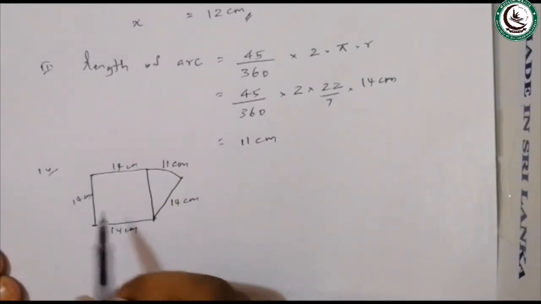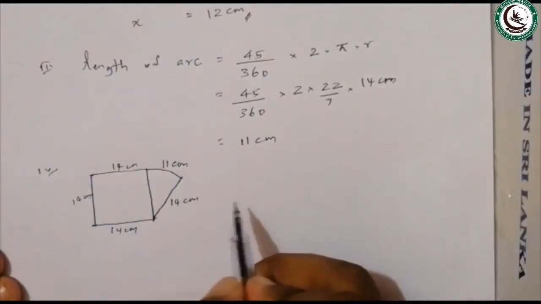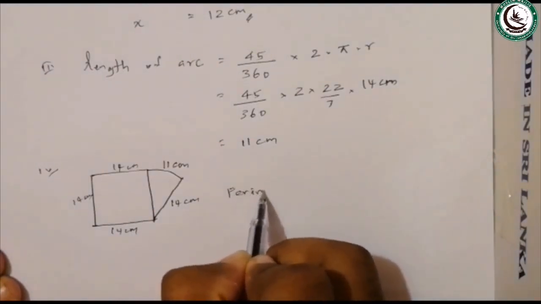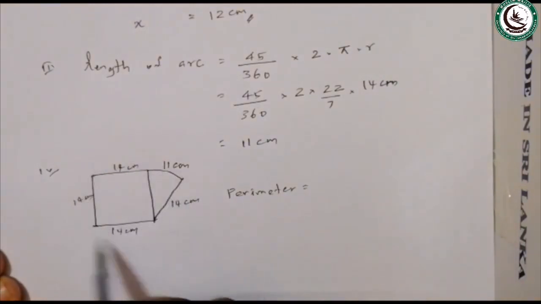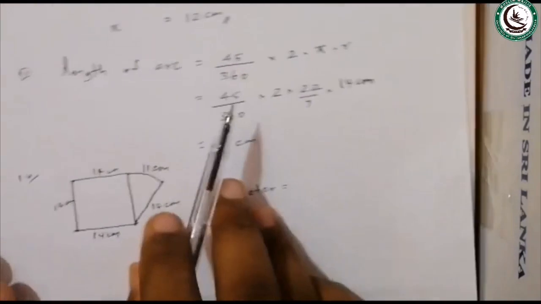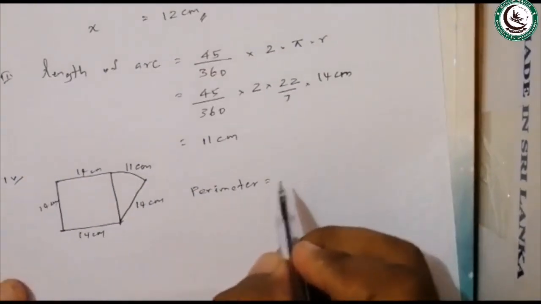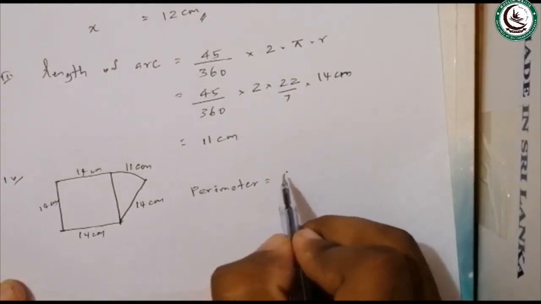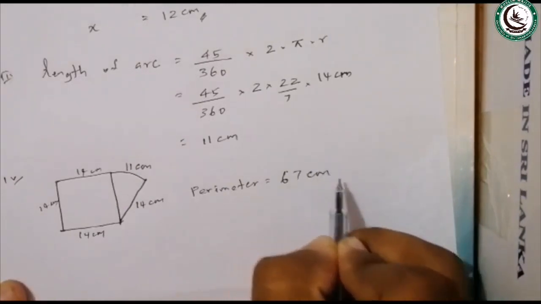Now we have to find the perimeter of the whole diagram. So the perimeter of the whole plate is the sum of these lengths. So 14 plus 14 plus 14 plus 14 plus 11. So the answer is 67 centimeter.